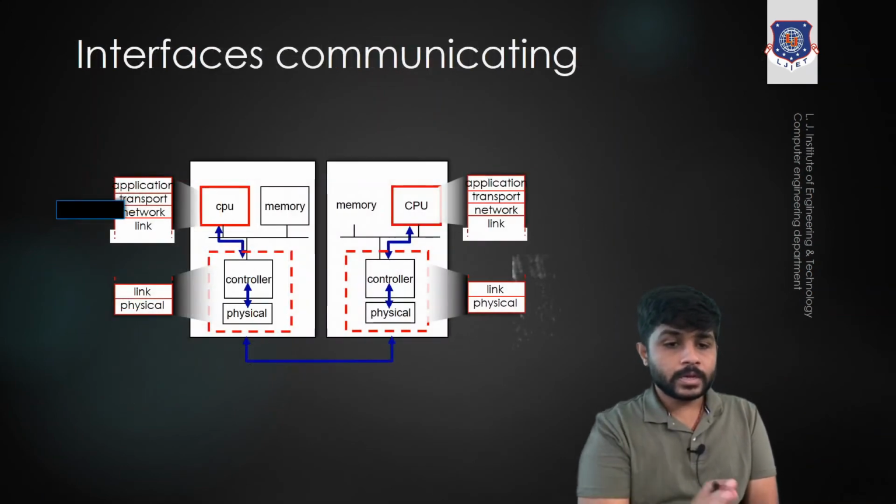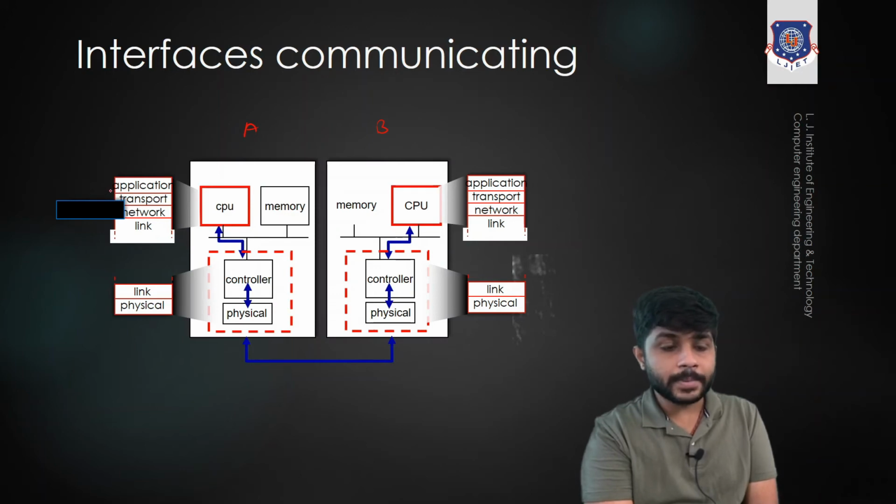Now this is one example of what happens when one device sends data to device B. There is a device A, and device A contains these 5 layers: application layer, transport layer, network layer, data link layer, and the physical layer. Device B again contains 5 layers: application layer, transport, network, data link, and the physical layer.